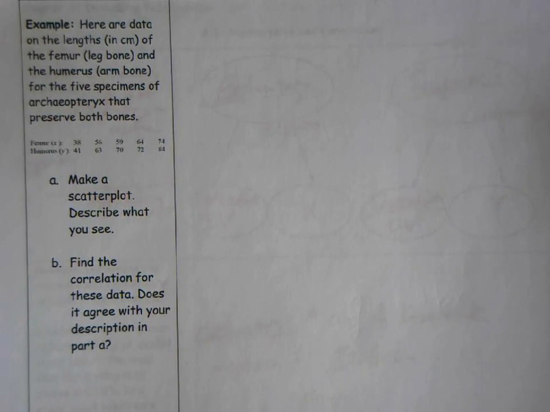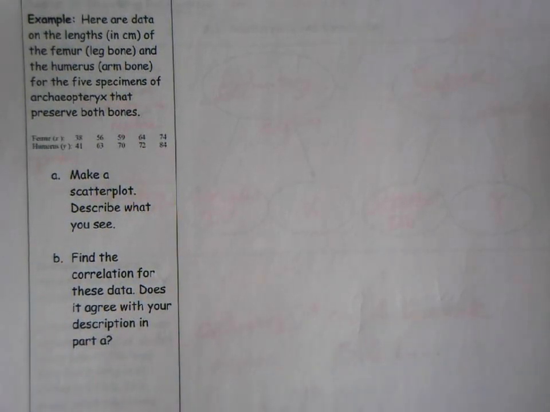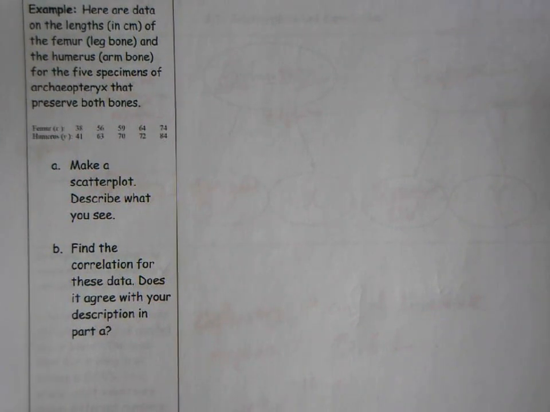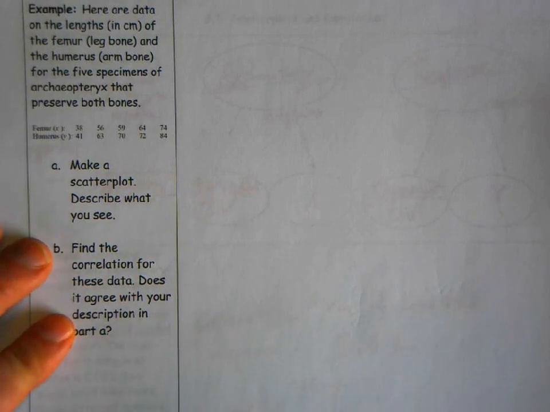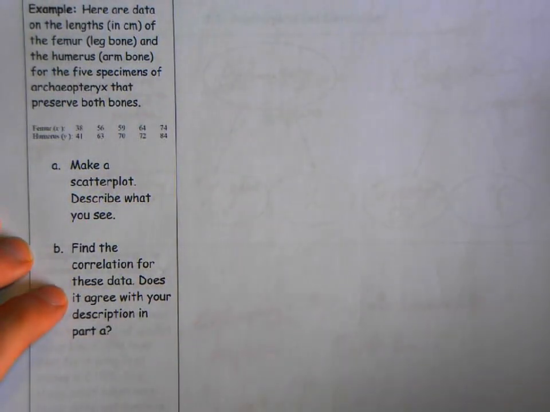So, here are the lengths of some femurs and some arms for the Archaeopteryx. Great. It's some sort of dinosaur. Archaeopteryx. Somebody draw me a picture of an Archaeopteryx. I'll give you some bonus. Make a scatter plot. Describe what you see, and find the correlation for these data. Does it agree with your description in Part A?